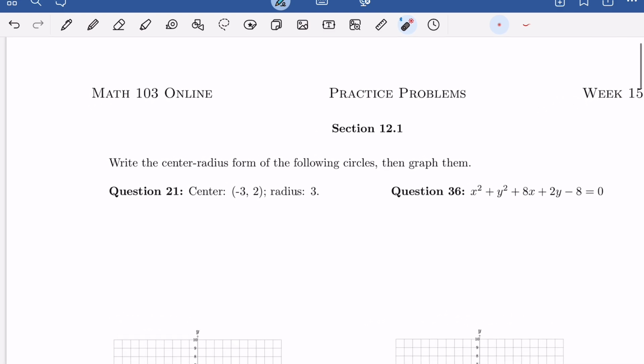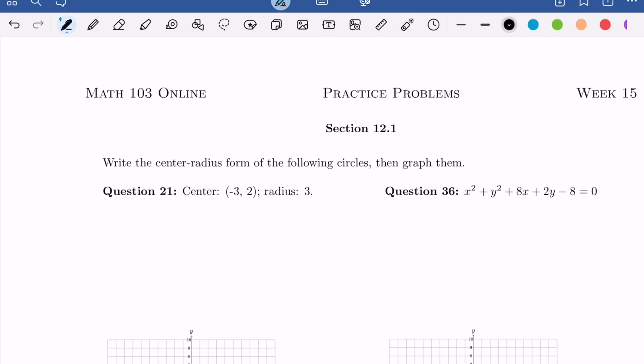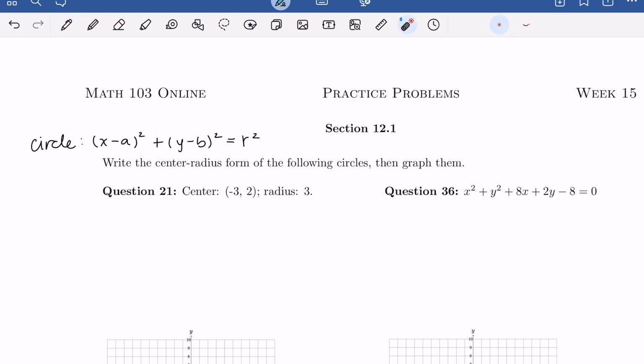So for question 21 here, this one's fairly simple and we've done this before. We're going to use the fact that the equation for a circle is given in standard form like this. So we're going to have x minus a squared plus y minus b squared equal to our radius squared, where a and b are the x and y coordinates for the center of our circle. So with this in mind, and given that the center of the circle is this and the radius is 3, we can write this in center radius form like this.